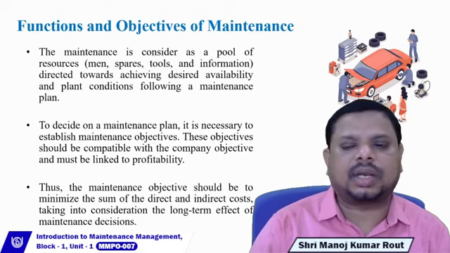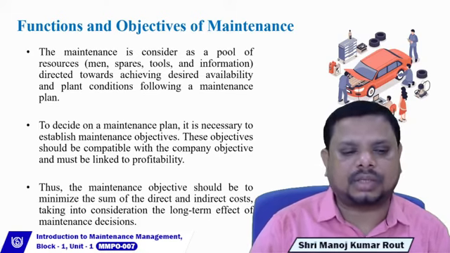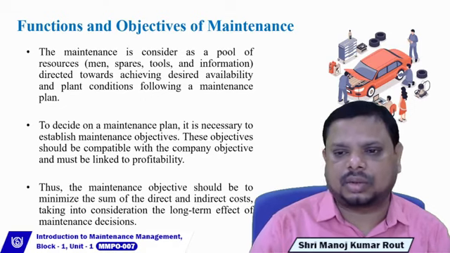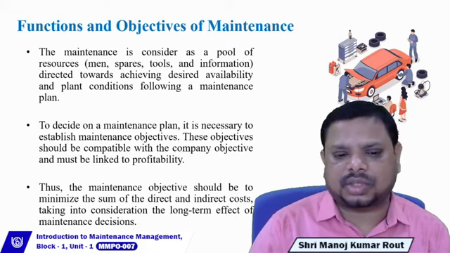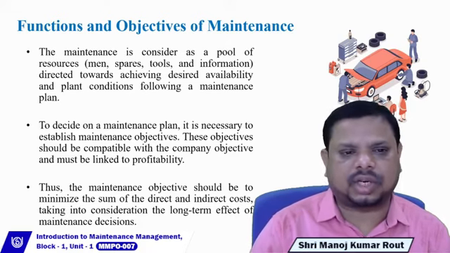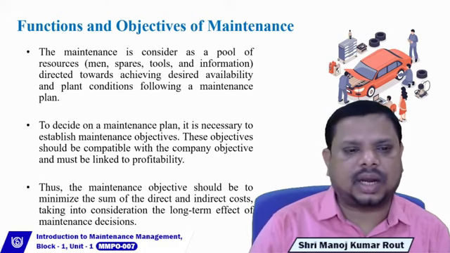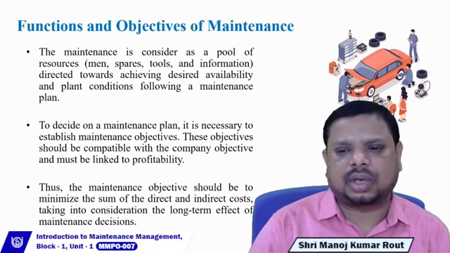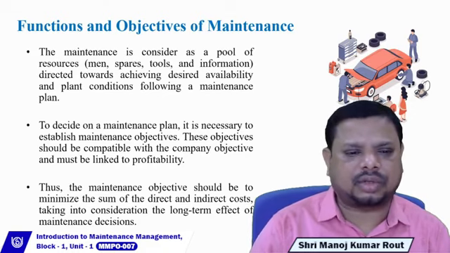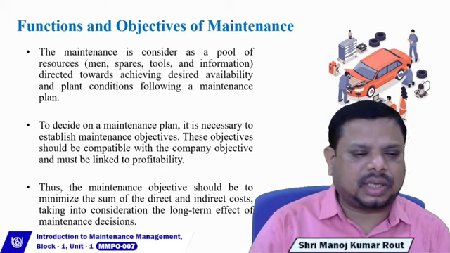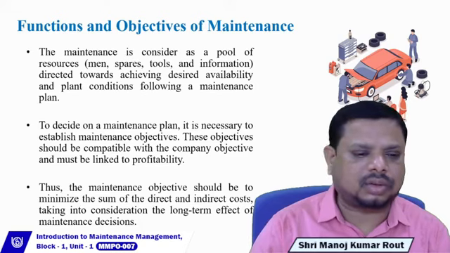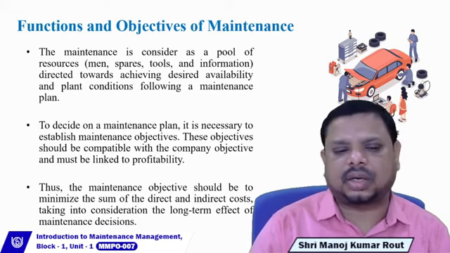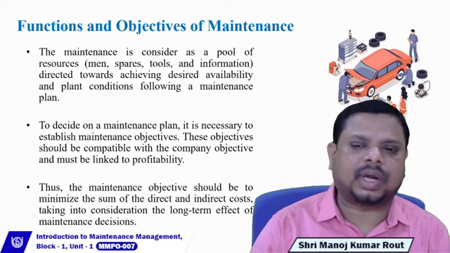The next is that the maintenance objectives should be to minimize the sum of direct and indirect costs. As you know, in maintenance management, two types of costs are basically involved. That is direct costs, for example spare parts and tools, and indirect costs, for example documentation and the adequate system which is required for maintenance management. The administrative cost is also included in indirect cost. So these two costs are taken into consideration for the long-term effect of the maintenance decisions.